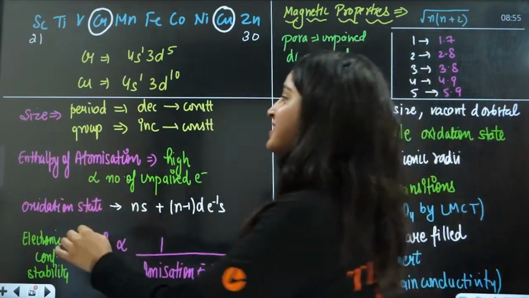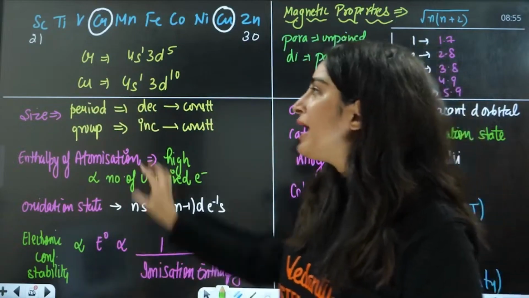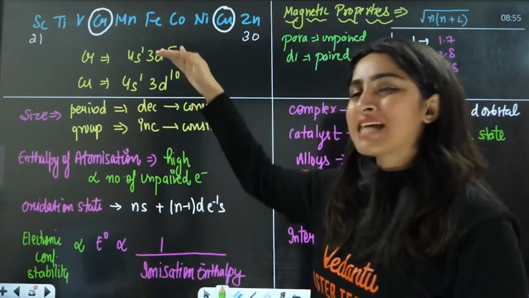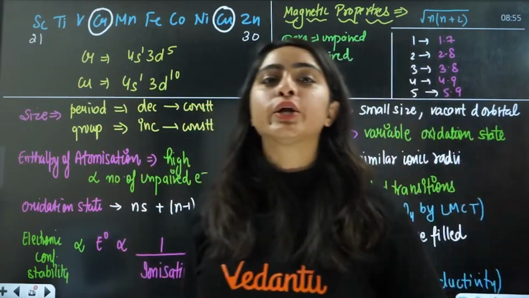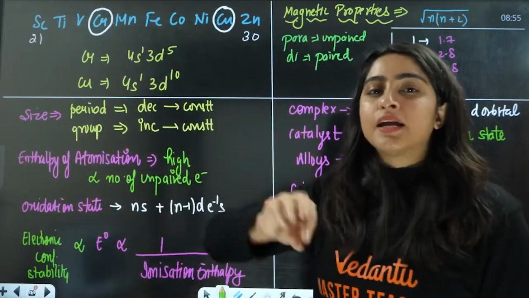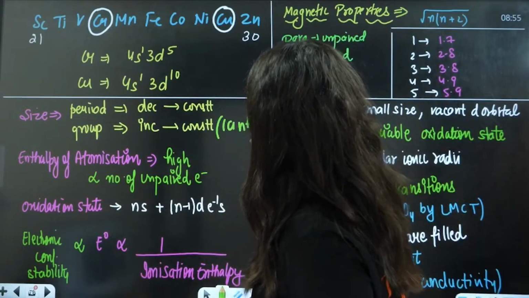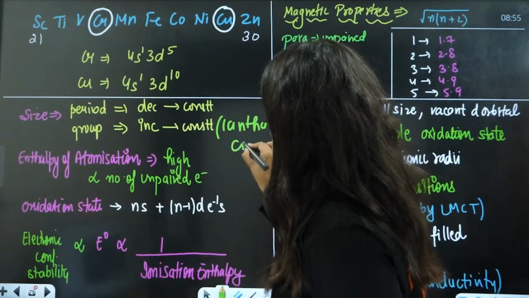Next is the atomic size, across the period and down the group. How does the atomic size vary? Along the period, size decreases, then it becomes constant due to the screening effect. Down the group, size increases, then it becomes constant due to lanthanoid contraction.